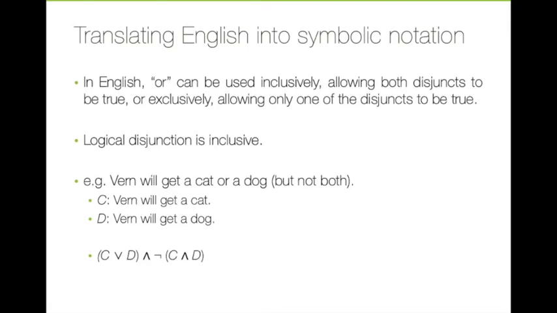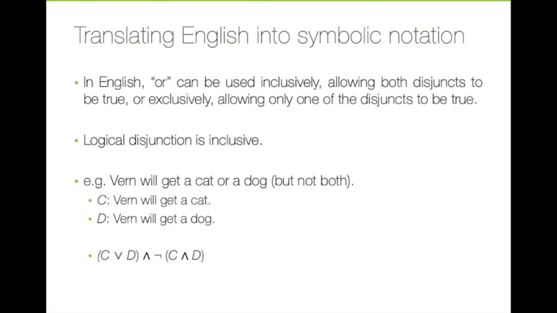In English, we can also use or exclusively, where we only allow one of the disjuncts to be true. It's important, though, to remember that logical disjunction expresses the inclusive meaning. So we need the symbol V to symbolize any inclusive uses of or, which are most of the uses in English. But our English use of the word or can also have this exclusive meaning. To capture that with logical symbolization, we're going to need to add symbols beyond just disjunction.